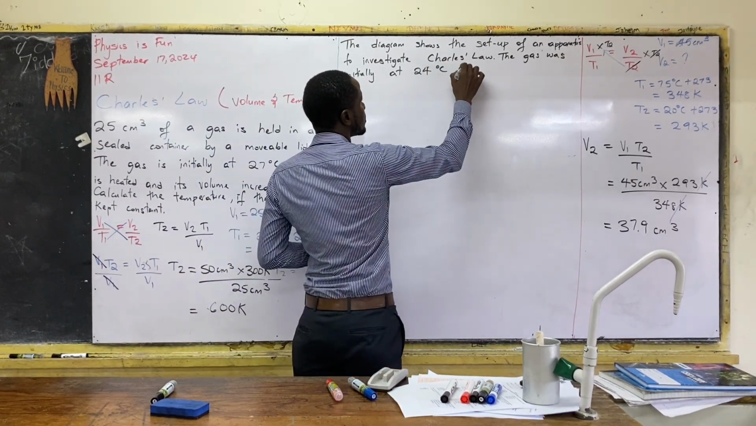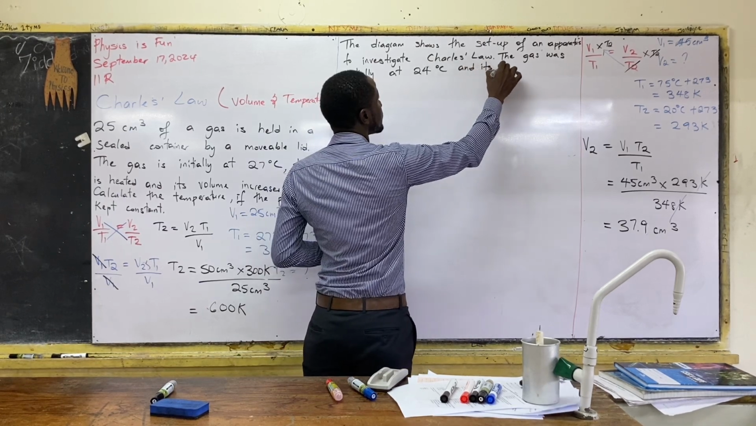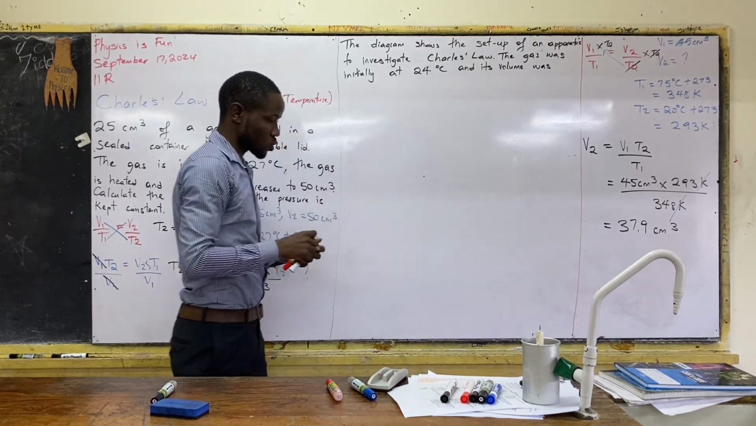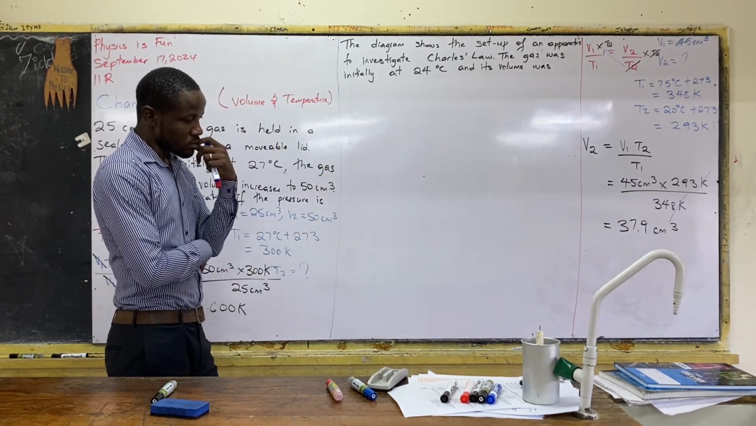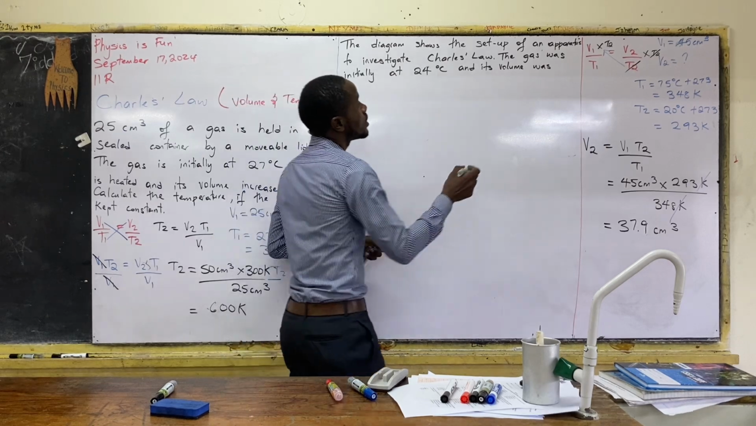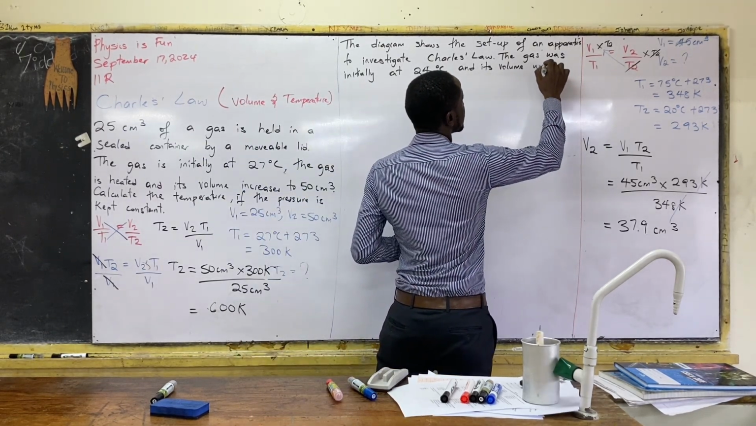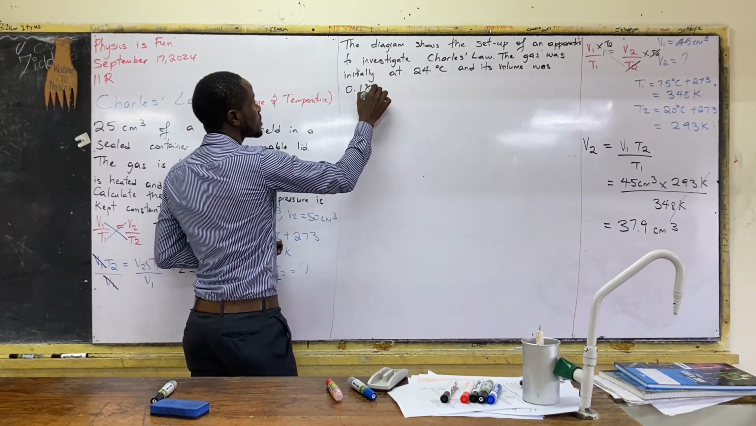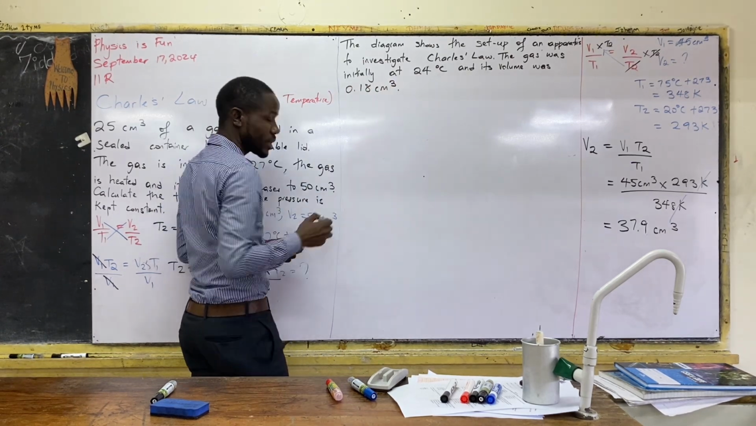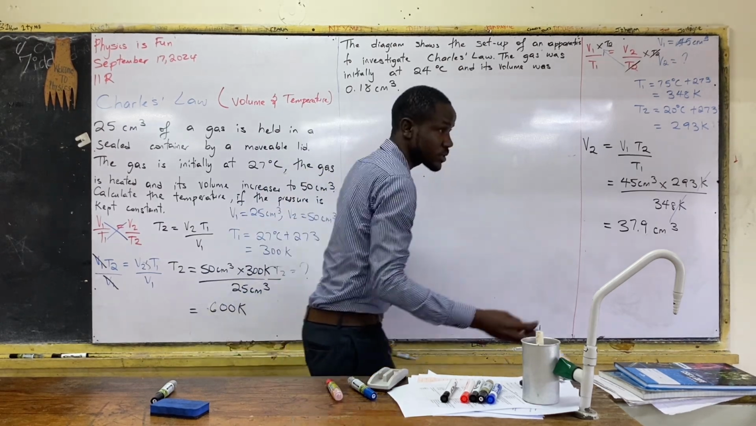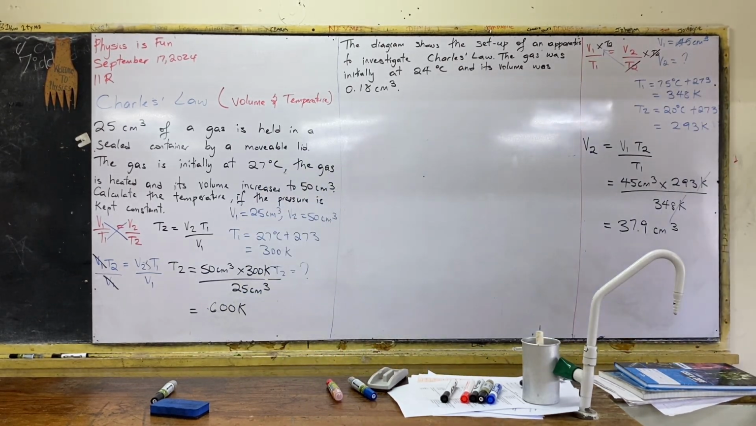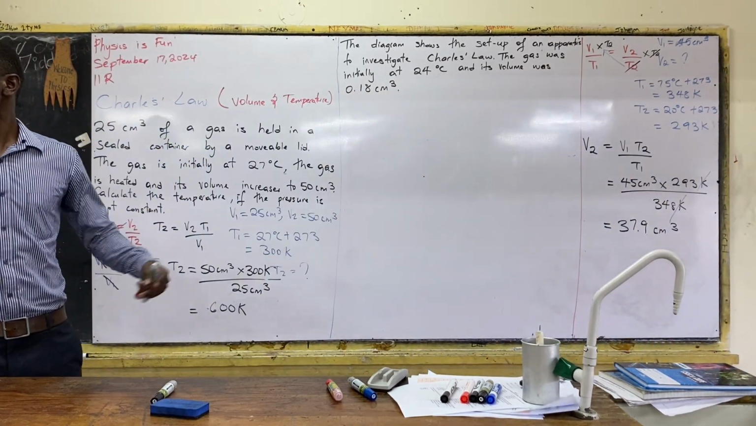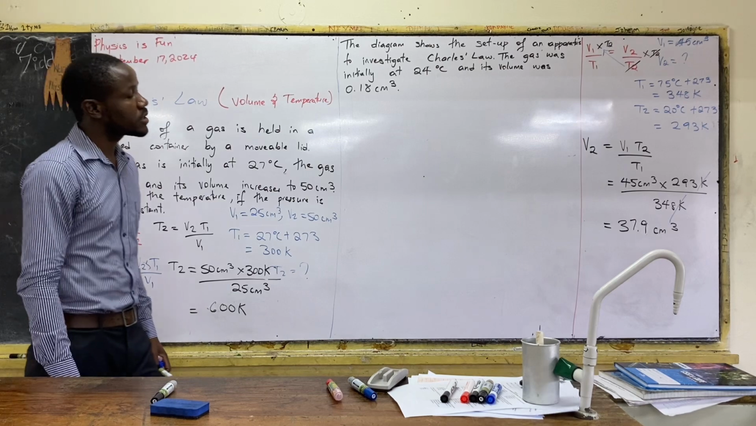and its volume was, let's say, 0.18 cm cube. All right? 0.18 cm cube. So we're going to sketch the diagram that we would normally use to investigate Charles' law.